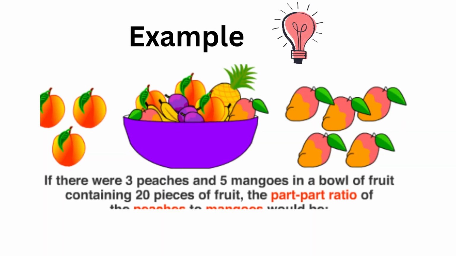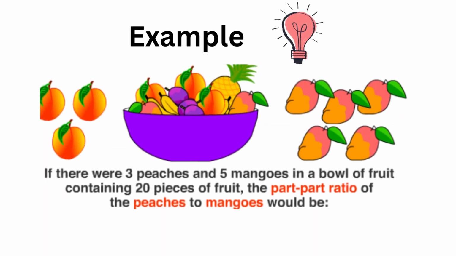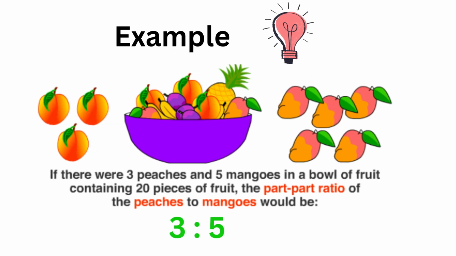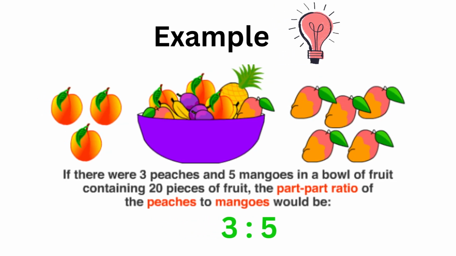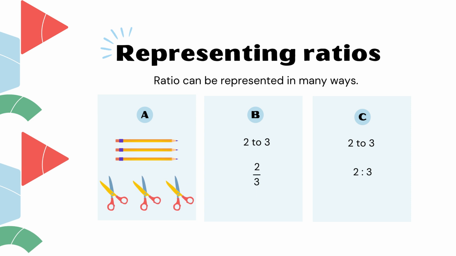Let's look at an example. If there are 3 peaches and 5 mangoes in a bowl of 20 fruits, what is the part-to-part ratio of peaches to mangoes? Think about it, we compare peaches to mangoes only, not the total. So the ratio is 3 to 5, written as 3:5. There are 3 ways to write a ratio: by using a colon, as a fraction, and with the word to.